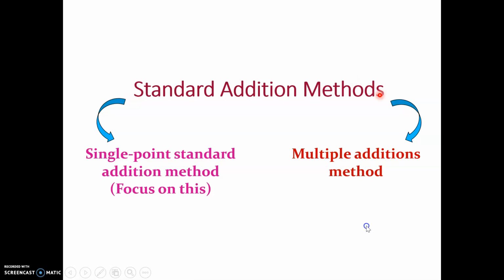The standard addition method has two ways of preparing solutions: either the single point standard addition method or the multiple addition method. For the single point addition method, we just use two flasks. For the multiple addition method, we prepare more than 4 flasks. We will discuss this on the next slide.